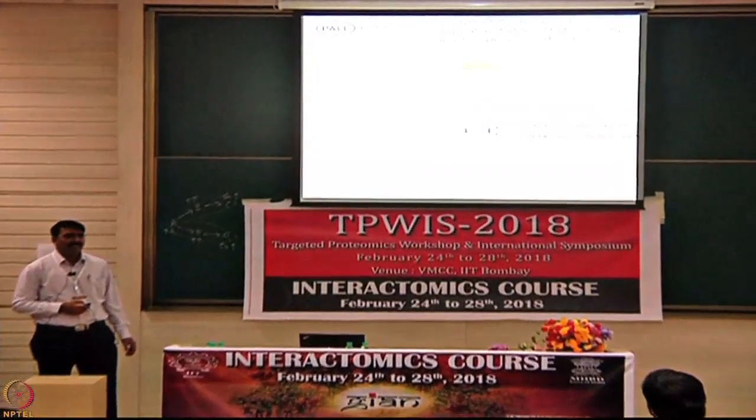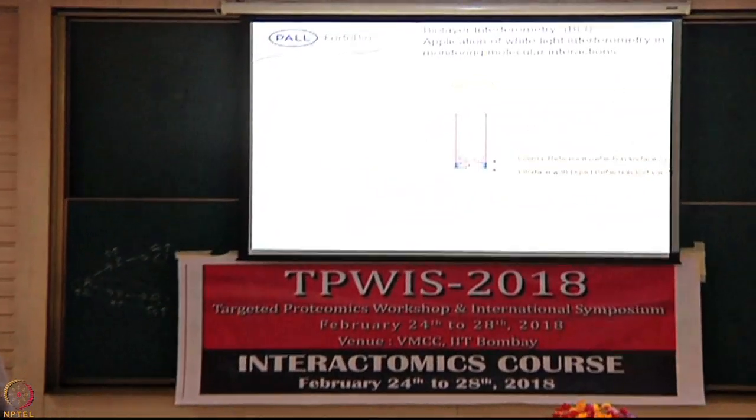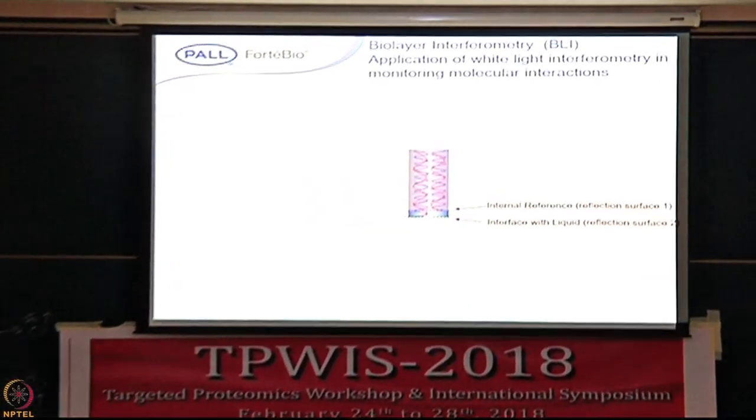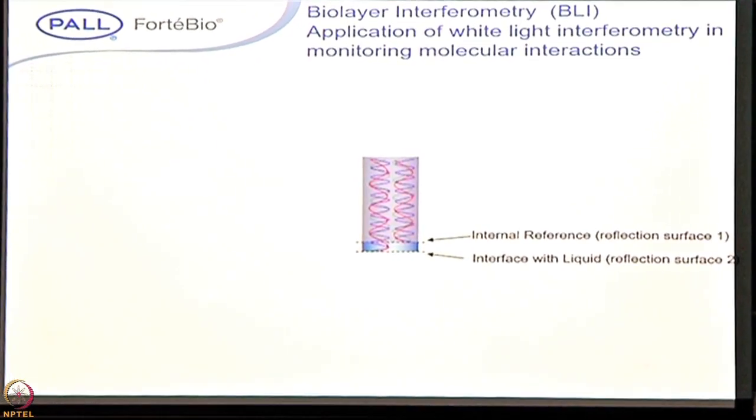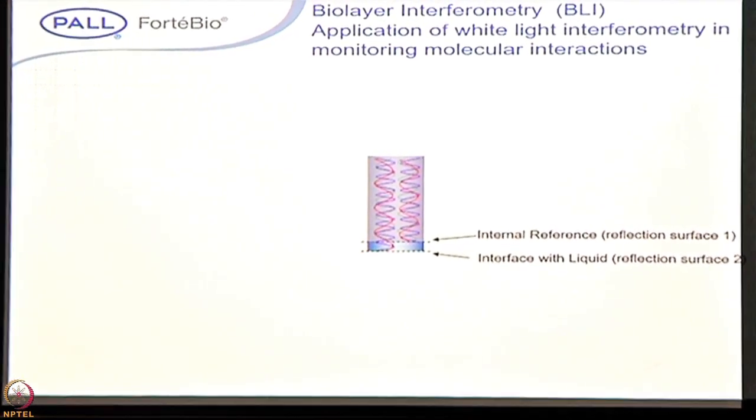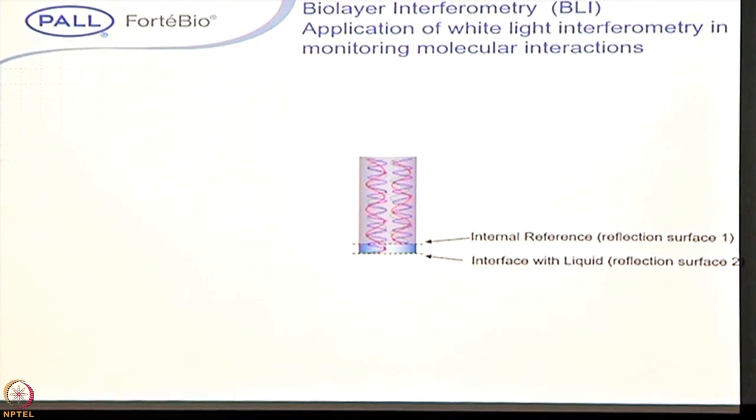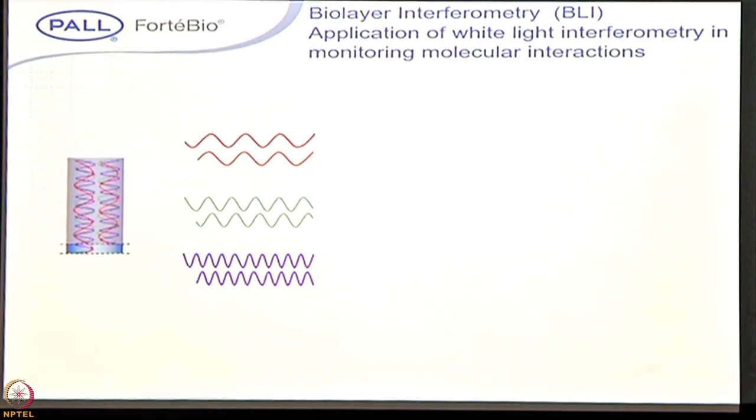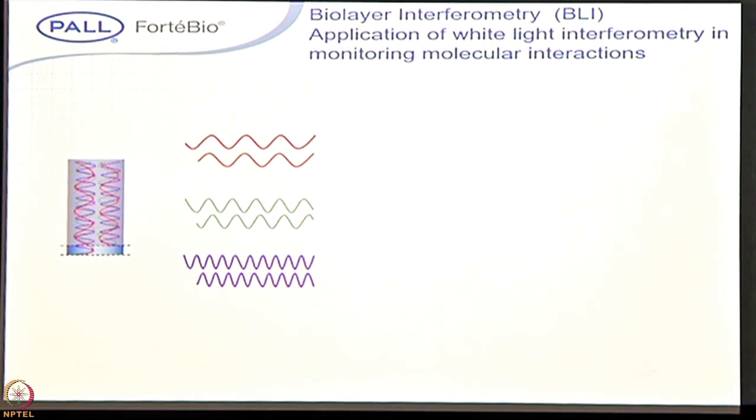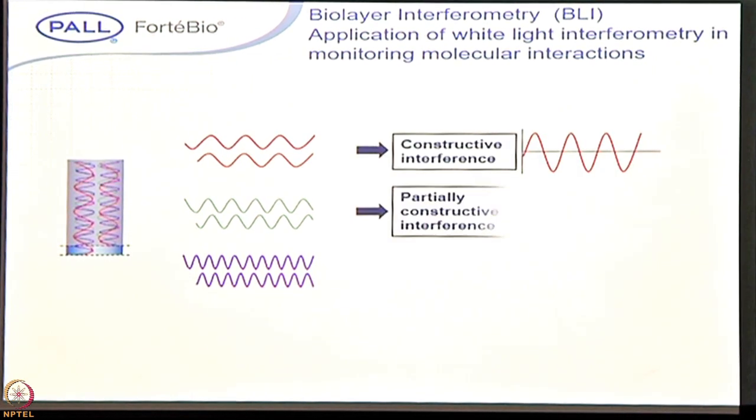We are passing a light, it's just a white light. Light gets reflected back. You can see the reflections coming from one internal layer and one from the ligand end. Say I had immobilized one of the proteins of interest on the sensor surface, then I dip it into the well containing buffer. We have different amplitudes: constructive interference and destructive interference.